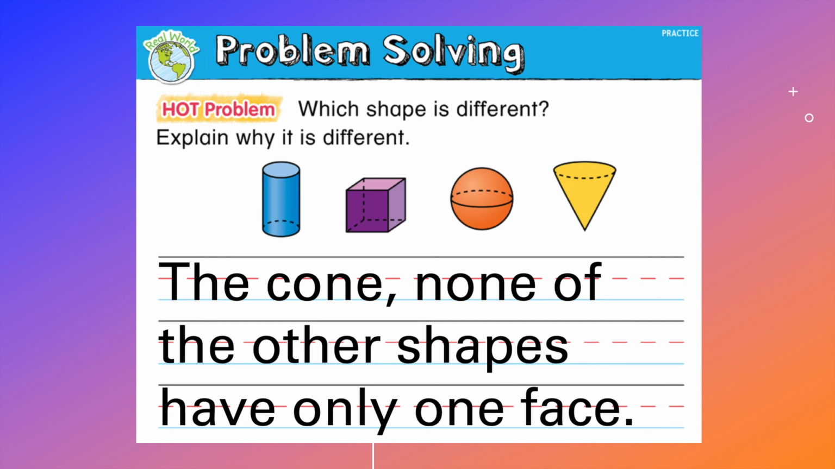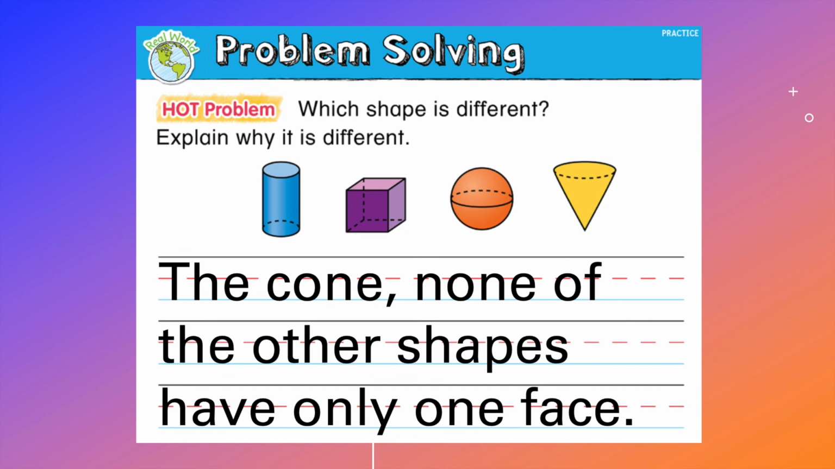What other shape could you say it's different? Could be the sphere because it's the only one with no face and no vertices. You could have said the cube because it's the only one that has 6 square faces and they're all the same. Or you could have said the cylinder. It's the only shape with only 2 faces. So remember, there is no wrong or right answer as long as you provide evidence.